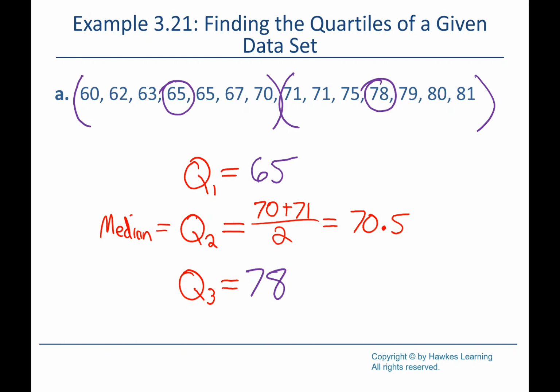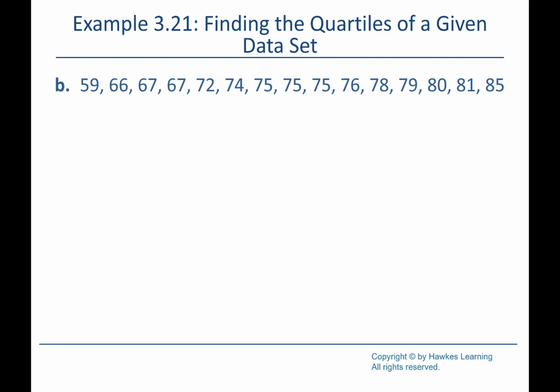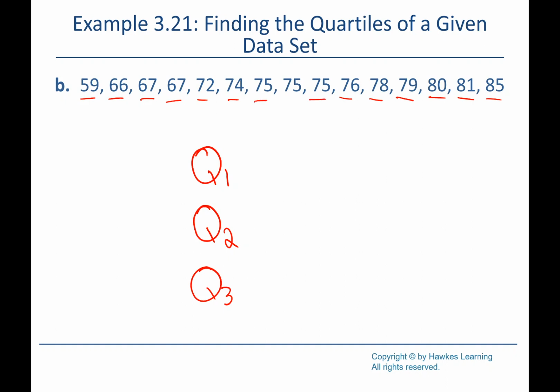Okay, so there are 3 quartiles. Let's look at B. It works just a little different. And we want to find the same things though. Q1, Q2, and Q3. So we'll start with Q2, so looking for the median. And we got one middle number on this one, 75.